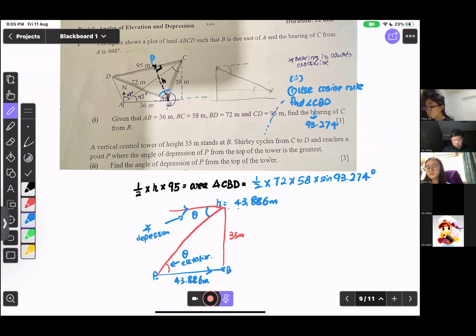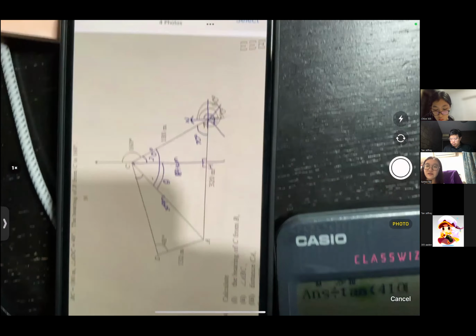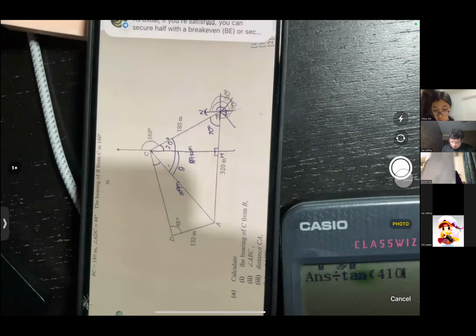Okay, then next one is which question? One is your third question, is this one. Okay. The third question is this question. Where is it from? AFL 7. Okay, AFL 7.